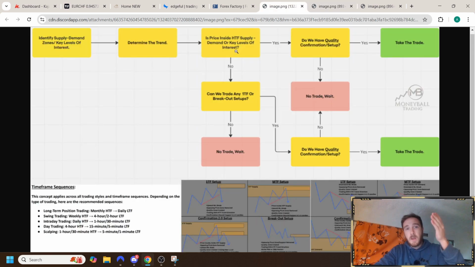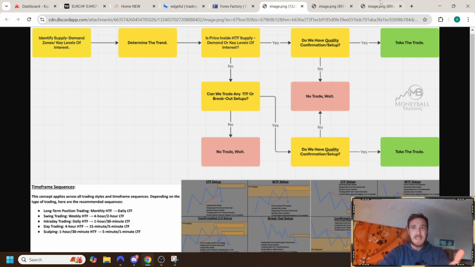It's common sense. All right, price is not inside your higher time frame zone? Okay, well then can we take one time frame setups? It's probably not the smartest idea to take one time frame setups when you're trading counter trend, right? So you want to be trading with the trend on the higher time frame. This is why determining the trend is important. So like gold, like we talked about, it's in a massive uptrend. Okay, yes, we can take one time frame setups, right? Okay, well, do we have quality confirmation? No, we don't. Okay, you can't take the trade, right?